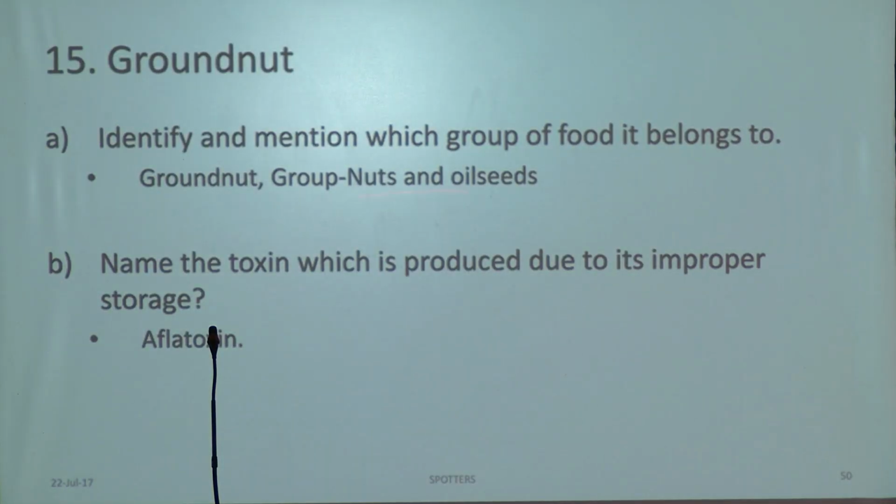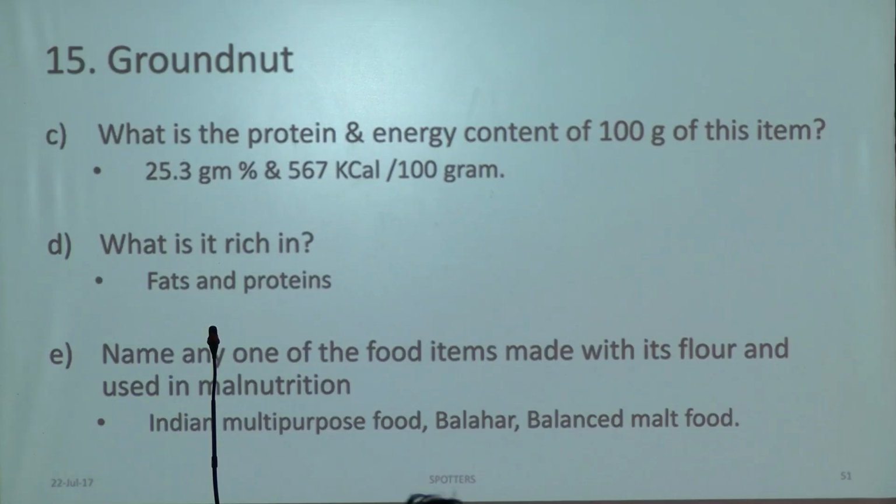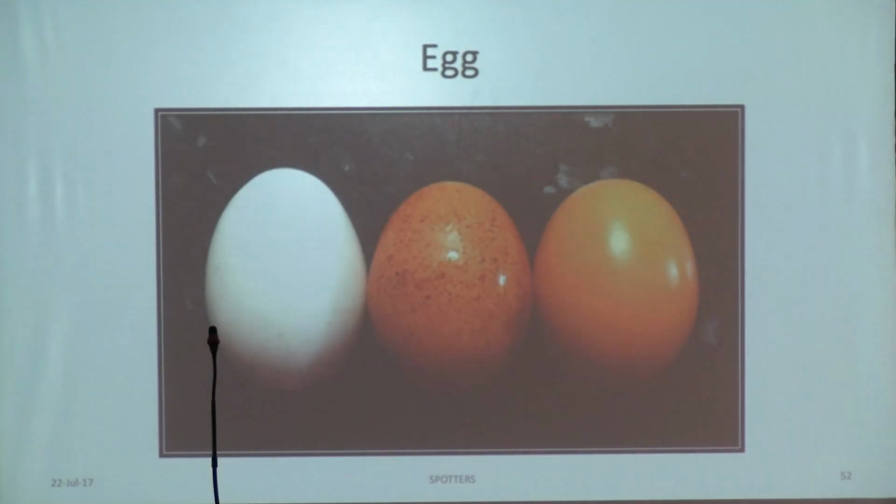What is the name of the toxin which is produced due to its improper storage? That is aflatoxin. What does aflatoxin cause? Good. This you all know. Don't try to break it in the exam.